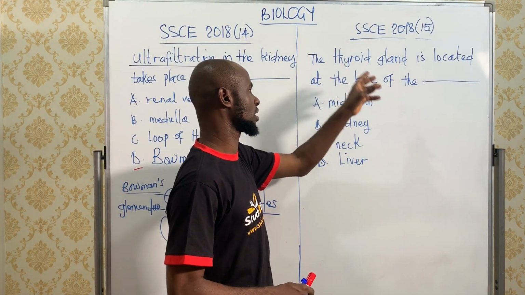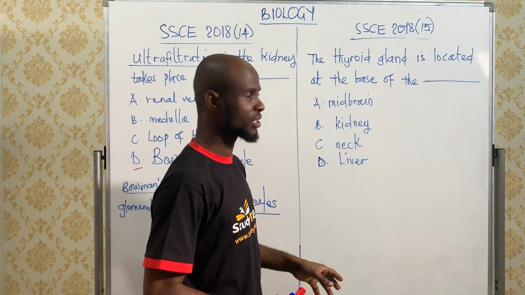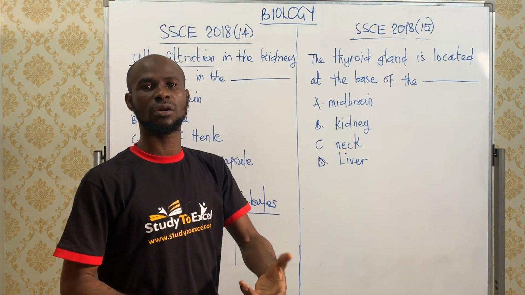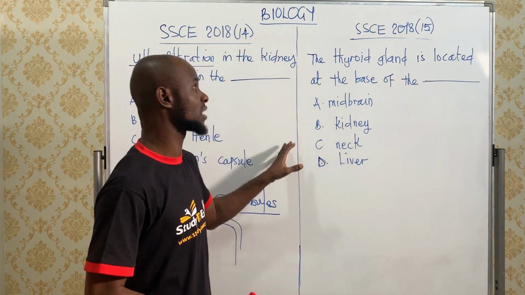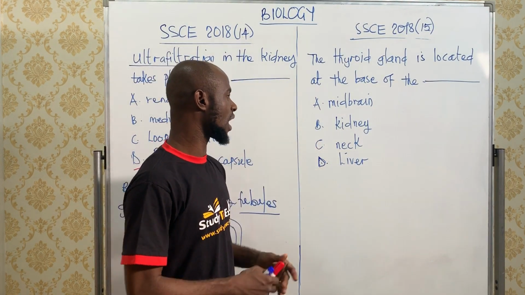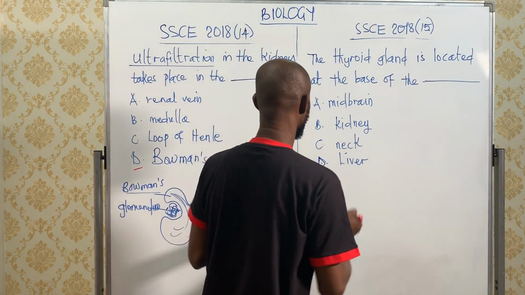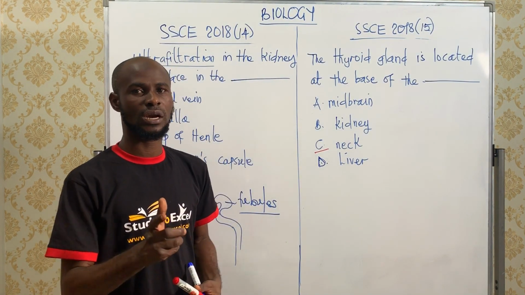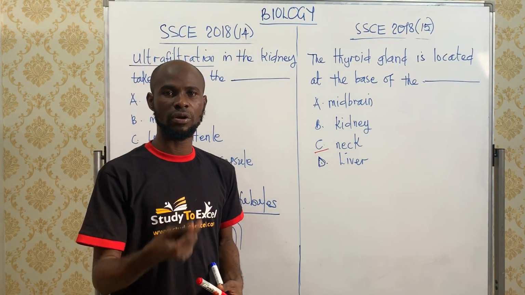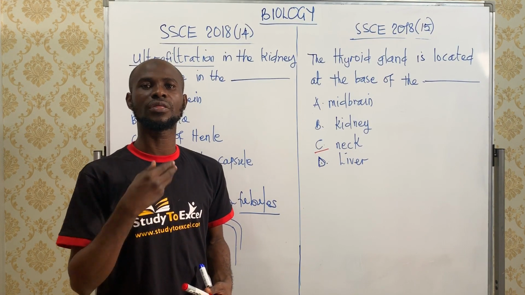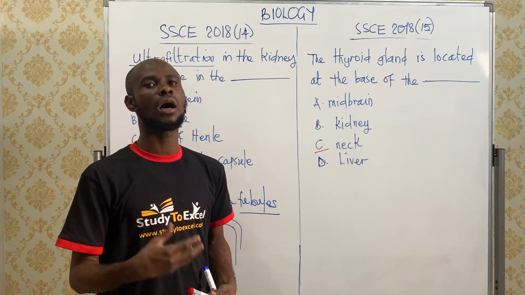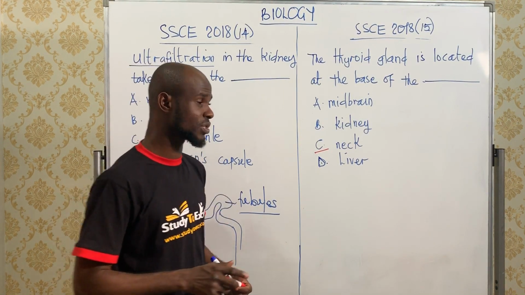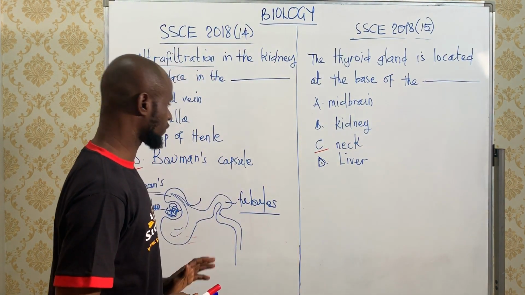The thyroid gland is located at the base of the dash. Yes, when you have a swollen neck, you say the thyroid gland is affected, and that means that the thyroid gland is located at the base of the neck. So when the thyroid gland is having problem, the thyroid hormone will not be secreted, and that person will have a swollen neck. Okay, and that is what is called the goiter. So let's move to the next question.